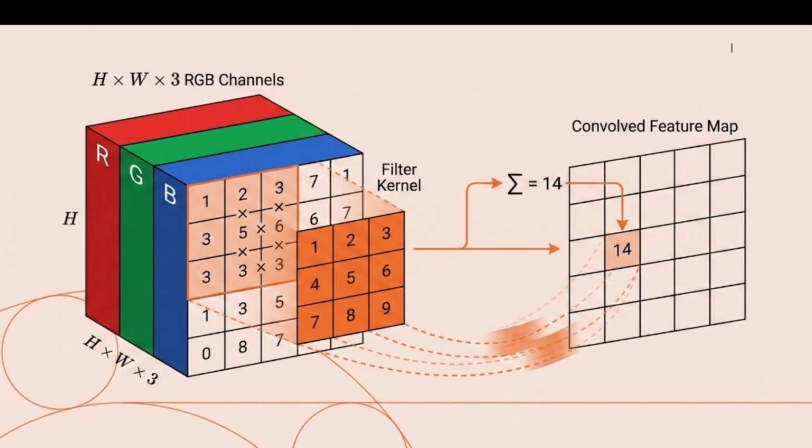Because we use the exact same filter as we slide across the entire image, we use a technique called parameter sharing. Instead of learning millions of individual weights, we only need to learn the weights of that tiny 3 by 3 filter. Even better, because that filter scans everywhere, it can recognize an edge or a shape regardless of where it appears on the screen. Spatial invariance achieved.